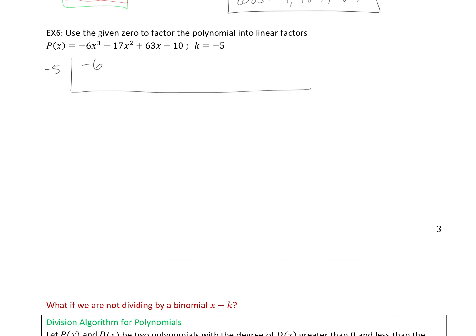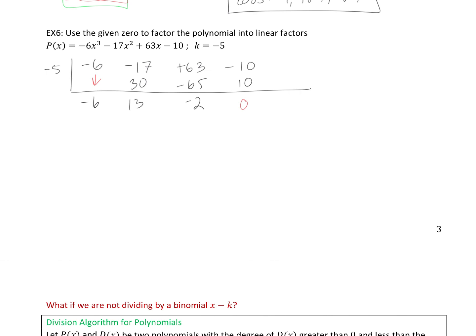Setting it up. We don't skip any exponents, so we don't need to add any zeros. We'll go ahead, drop down the negative 6, and start out the process. So negative 5 times negative 6. And then, let's see, negative 17 plus 30 is going to be 13. Again, negative 5 times 13 is negative 65. Add that up, we get negative 2. Negative 5 times negative 2 is positive 10. Aha! And we end up with 0 as the remainder.